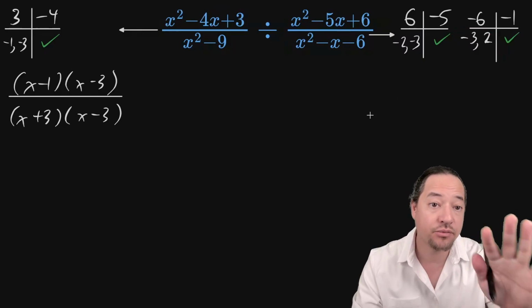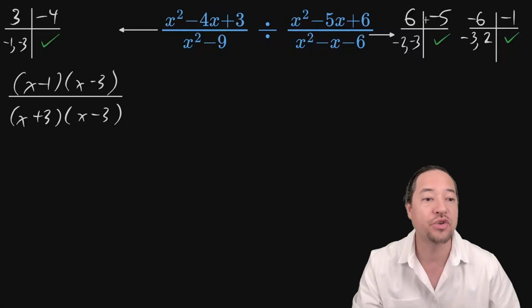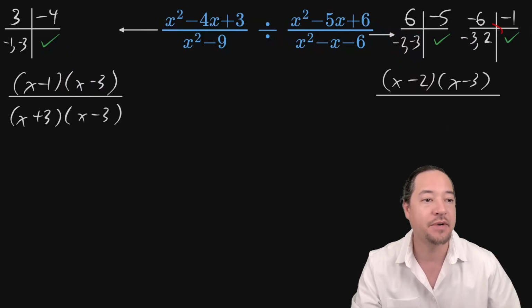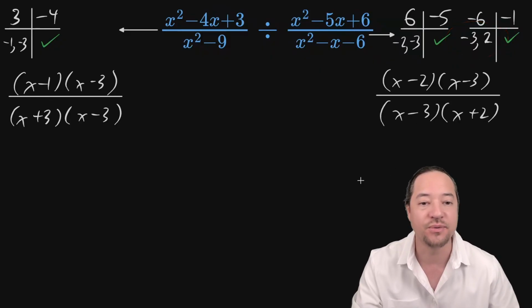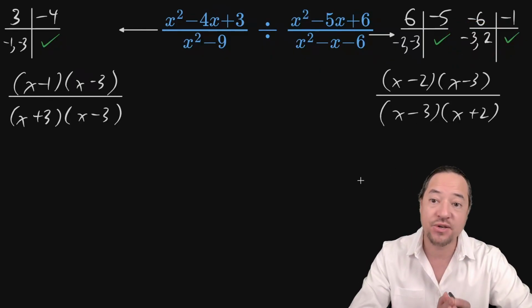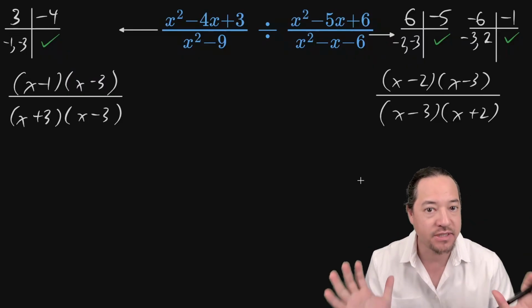So that means I can rewrite this entire rational expression. In the numerator, I will use these factors here. I will get an x minus 2 times an x minus 3. And in the denominator, I'll use these factors. I'll have an x minus 3 and an x plus 2. Okay, so there we go. That's going to be rewriting both of these rational expressions just by factoring everything out.